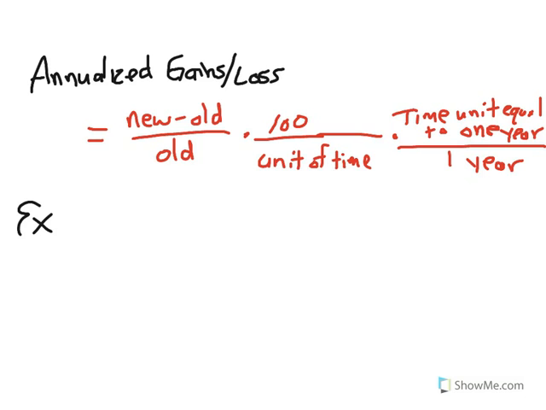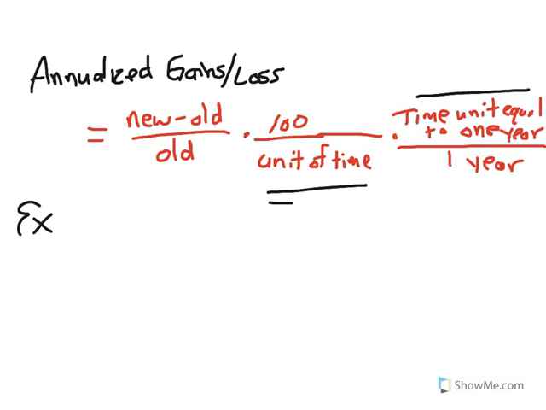Annualized gains or losses. You take the new price of the stock minus the old and divide it by the old. Then you multiply it by 100 divided by the unit of time. Unit of time would be how long that you own this stock. Could be in days, could be in months, could be in years. Then you multiply that by the time unit equal to 1 year. So if you use days down here, then you would use days up here.